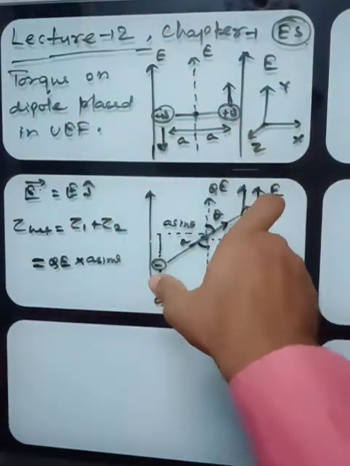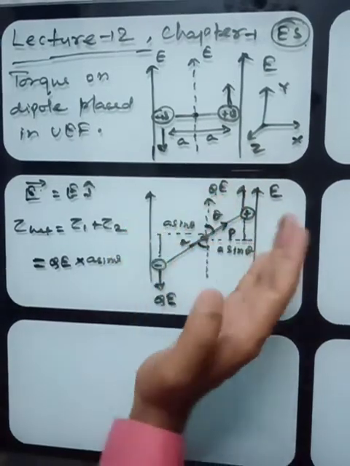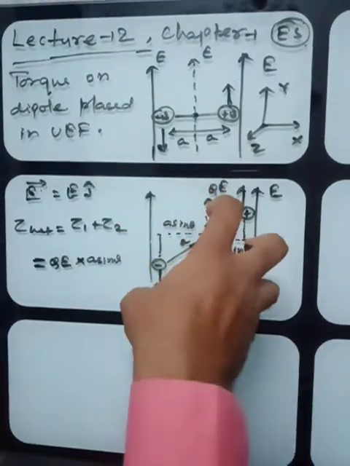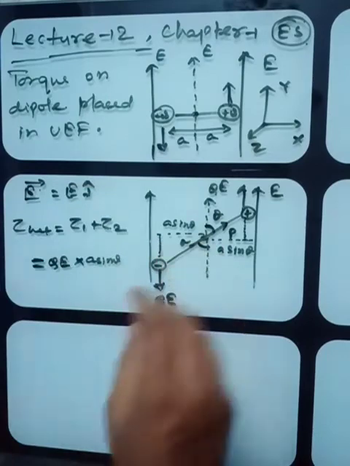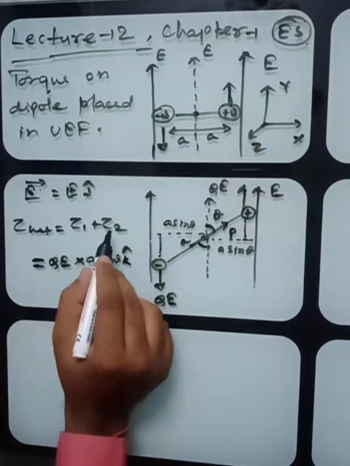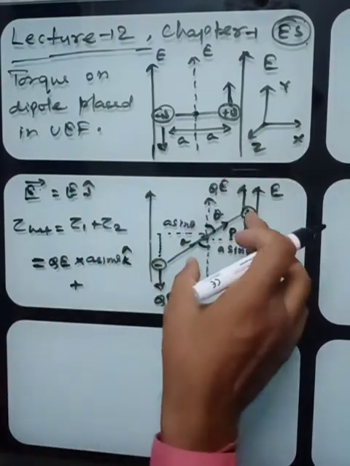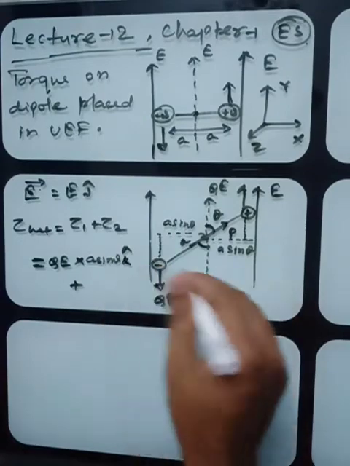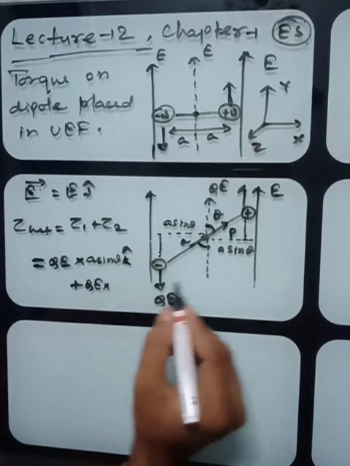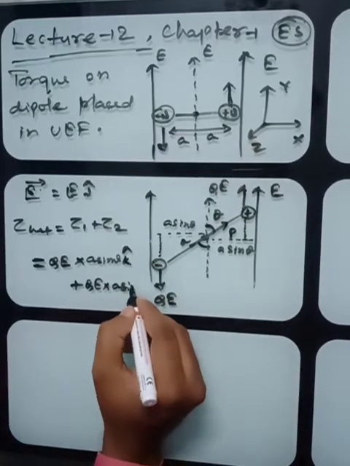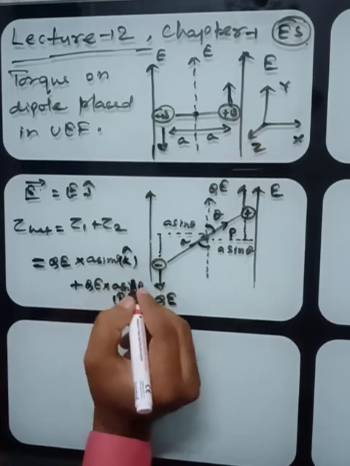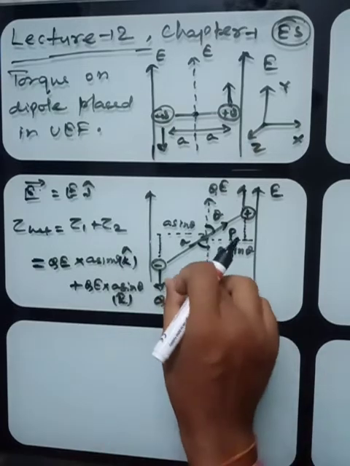If the cap is rotating in this way, because this dipole will rotate in this way, then the cap will move up. So this direction, up, is considered the positive k. Now for tau 2, this force will also rotate in the same way, so the direction will be the same. The magnitude again, force is QE, and the length again is a sine theta, and the direction is k cap.